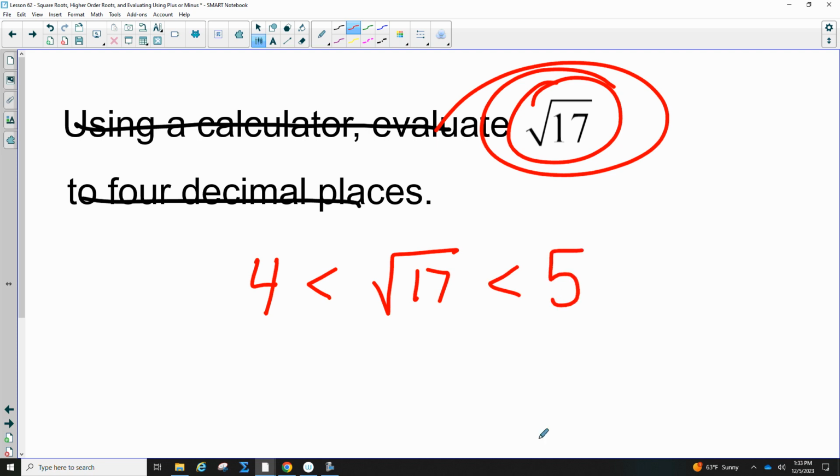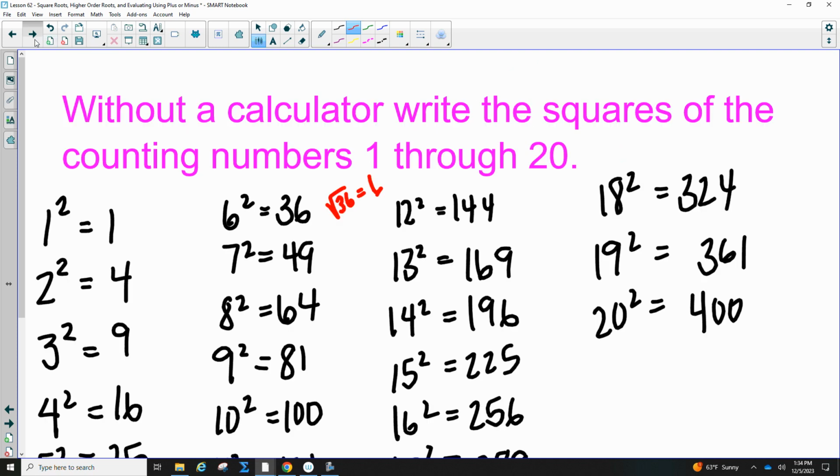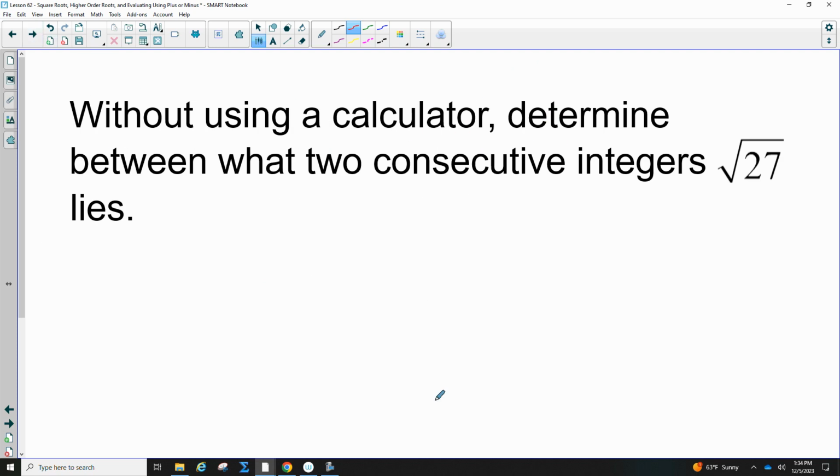Because the square root of 16 is 4, and the square root of 25 is 5, and 17 is in between 16 and 25, okay? So use your chart on these if you need it, or think through, all right, what's 3 squared, what's 4 squared, what's 5 squared, what's 6 squared, until you get close to that number, okay? All right, let's try another one. Without using a calculator, determine between what two consecutive integers the square root of 27 lies.